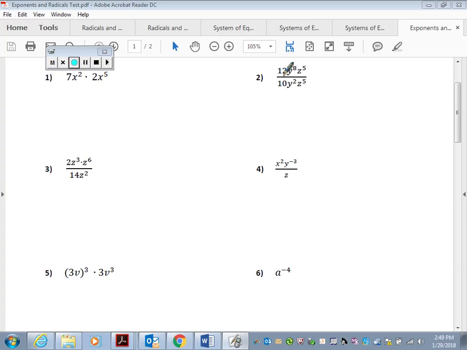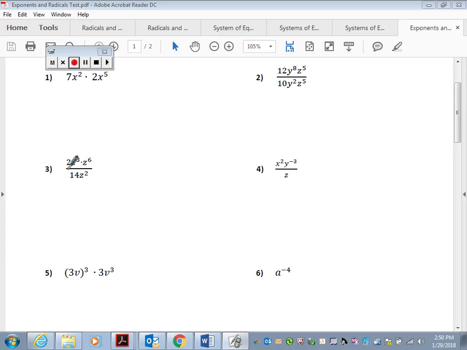Number 2, we use the division rule. 12 and 10 are not exponents, so we simplify them normally, so 12 over 10 simplifies down to 6 over 5. You could use your calculator to do that using the math frac tool. Y to the 8th over y to the 2nd. Division, so we subtract the exponents and put y to the 6th in the numerator. Z to the 5th divided by z to the 5th cancels to 1, so we don't even need to put it. Answer right there.